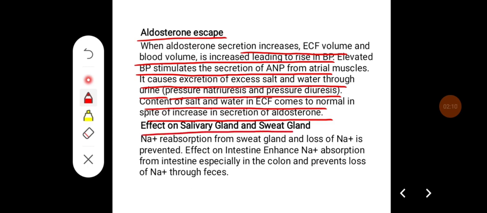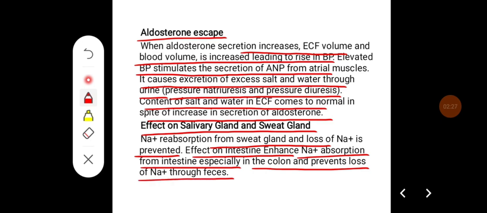If you see its effect on the salivary and sweat glands, sodium reabsorption occurs from the sweat gland and loss of sodium is prevented. And on the intestine, it enhances sodium reabsorption, especially in the colon, and prevents the loss of sodium through the feces.